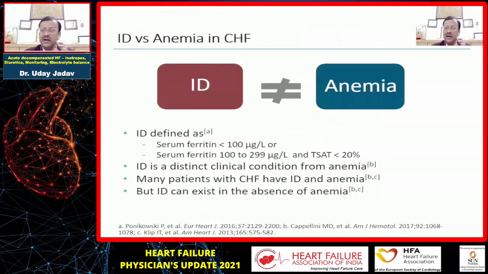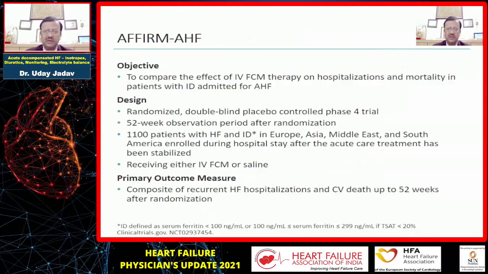And iron deficiency is not anemia. It's a distinct clinical condition, and heart failure, chronic and acute, can have anemia. It's the AFFIRM-AHF trial that looks at hospitalization and mortality in patients with acute heart failure. I do believe that before patients go home, check their serum ferritin levels, look at the TSATs, and if the ferritin levels and the TSATs combined fulfill the criteria, it's good to give FCM before they go home.